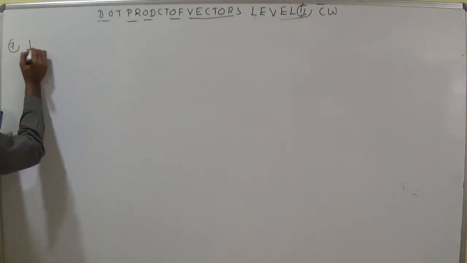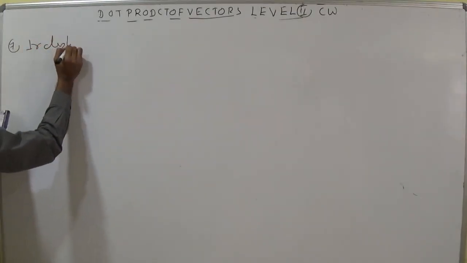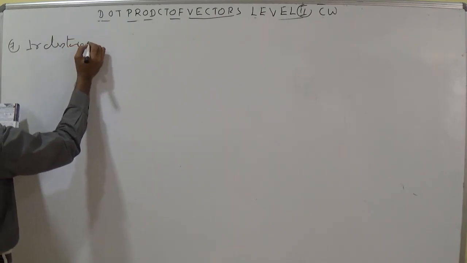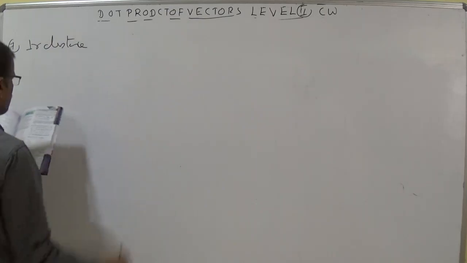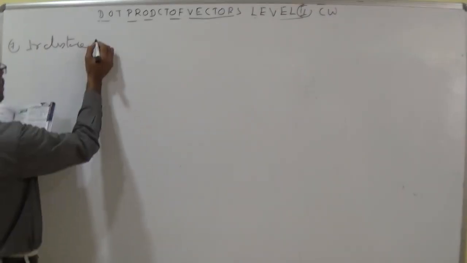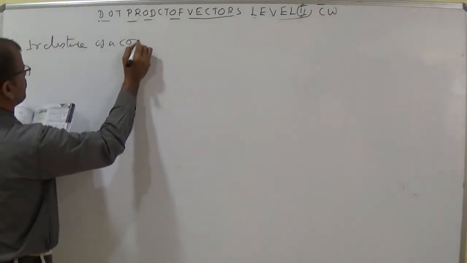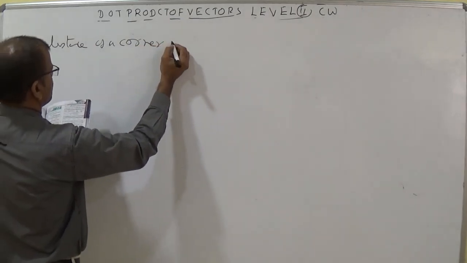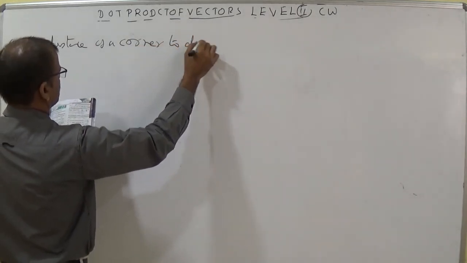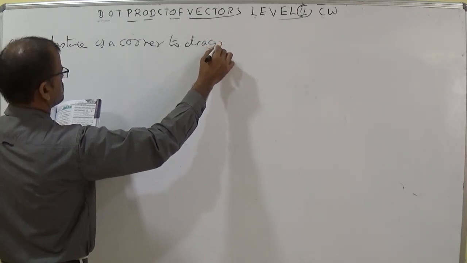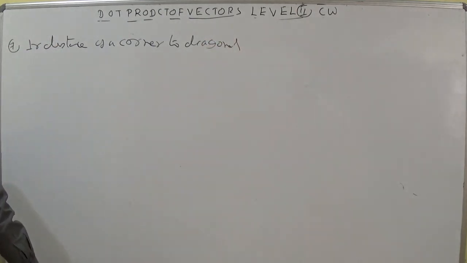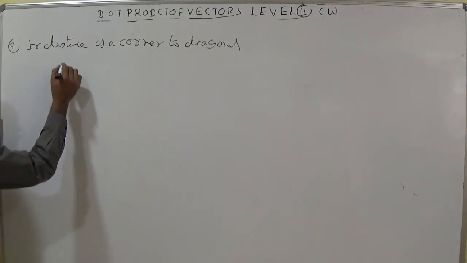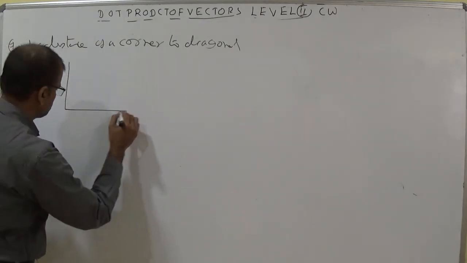The perpendicular distance of a corner of a unit cube from a diagonal. Perpendicular distance of a corner to a diagonal. Perpendicular distance. Let us discuss it as a conceptual question.